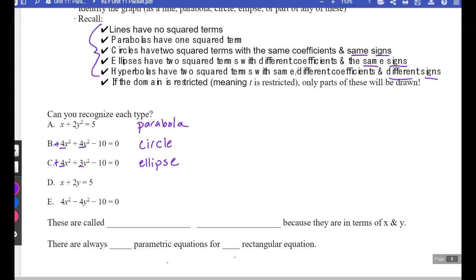D? It's a line. Good. Nothing is squared, so it's linear. And lastly, E. Hyperbola, yes, because the two squared terms have different signs. One's a plus, one's a minus, making this a hyperbola.